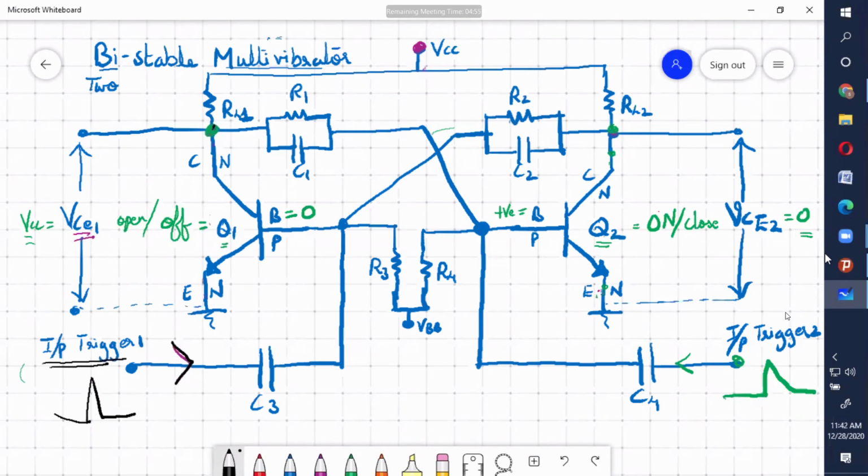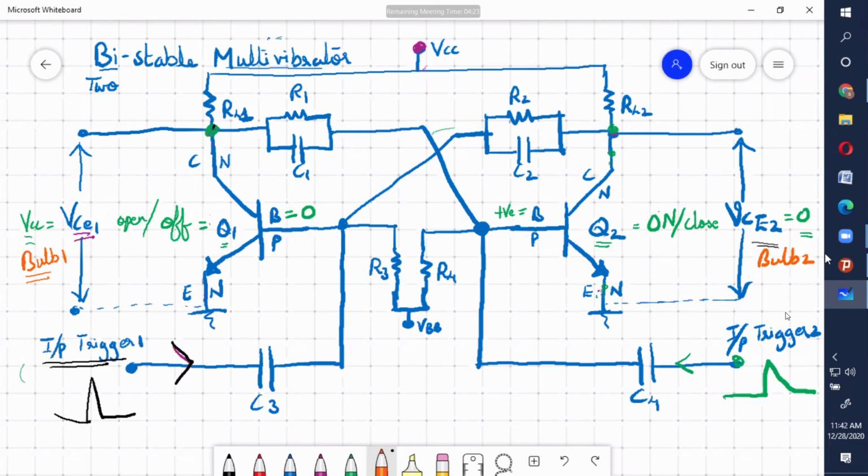Students, understood, right? I'll connect one bulb to VCE2, and I'll call it bulb 2. And I'll connect one more bulb here, bulb 1. So if this is on, what will happen to bulb 1? It will receive a value 0. If it is receiving 0, it is off. What will happen to bulb 2? It will be on. Once this is on, this will be off.